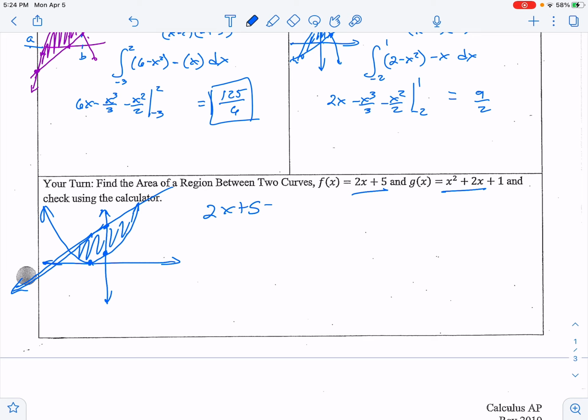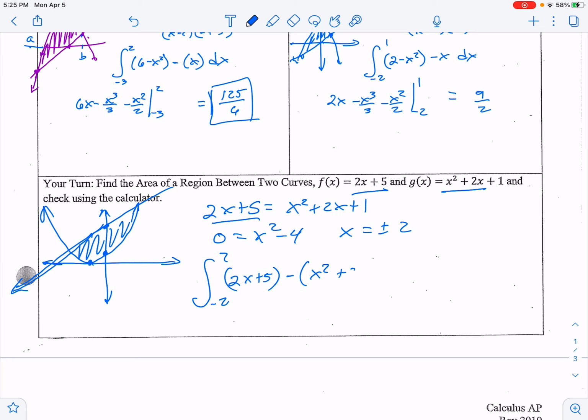2x plus 5 equals x squared plus 2x plus 1. So 0 is equal to x squared. The 2x's go away. You get -4. So x is equal to plus or minus 2. Integrate -2 to 2. The equation on top is this one. 2x plus 5 minus the quantity x squared plus 2x plus 1. This one I simplified. So you get 2x minus 2x goes away. 5 minus 1 is 4 minus x squared. Is that true?